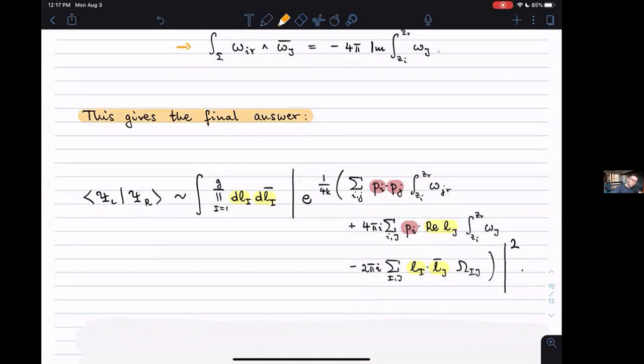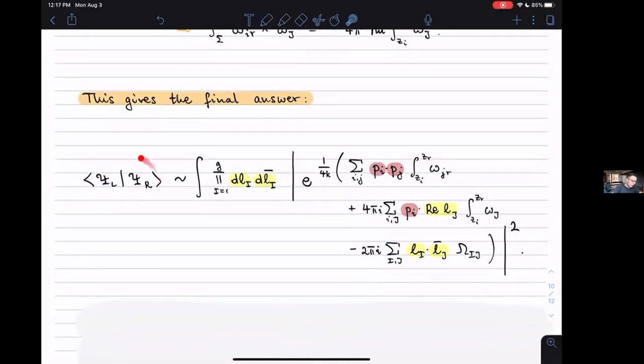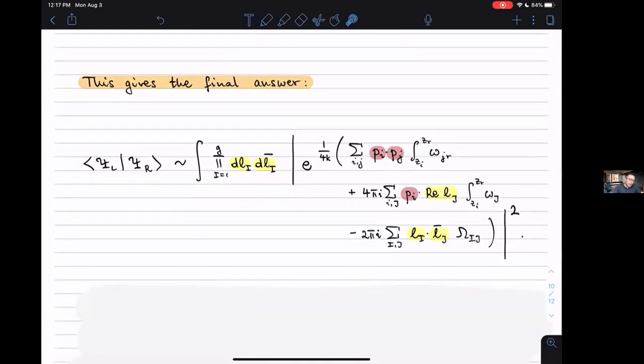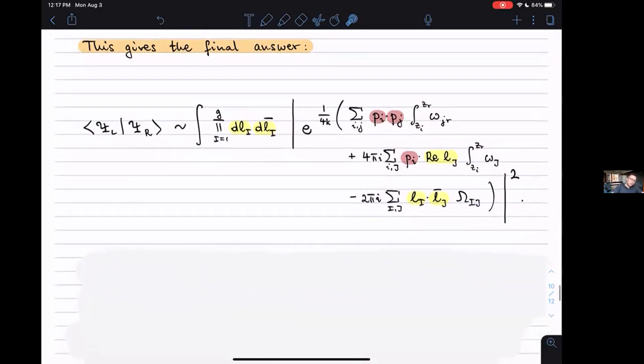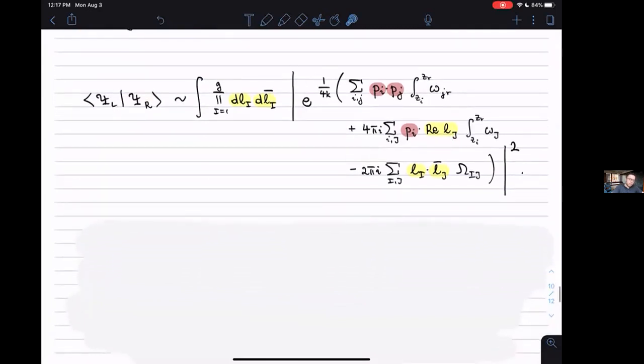Okay, so the final answer is as follows. Our path integral, which remember is the different representation of a scattering amplitude at fixed moduli, will be given by this double integral over L and L bar modes. And then, as expected, the rest of the integral will factorize into a mod square of something which is purely holomorphic. That will be given by an exponential of these p dot p terms. There will be terms that involve p dot the real value of the loop momentum, and there will be terms which depend on L and L bar.